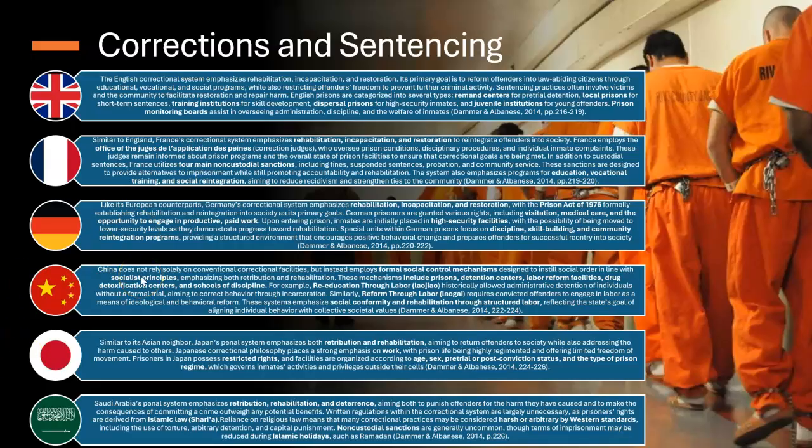On the other hand, we can see similar themes in corrections and sentencing regarding Asian countries, with Japan's penal system emphasizing both retribution and rehabilitation, aiming to return offenders to society while also addressing the harm caused to others. In China, they employ a formal social control mechanism designed to instill social order, including prisons, detention centers, labor reform facilities, and re-education camps and labor camps. Lastly, Saudi Arabia's penal system emphasizes retribution, rehabilitation, and deterrence, aiming to both punish offenders for the harm they have caused and to make the consequences of committing a crime outweigh any potential benefits.